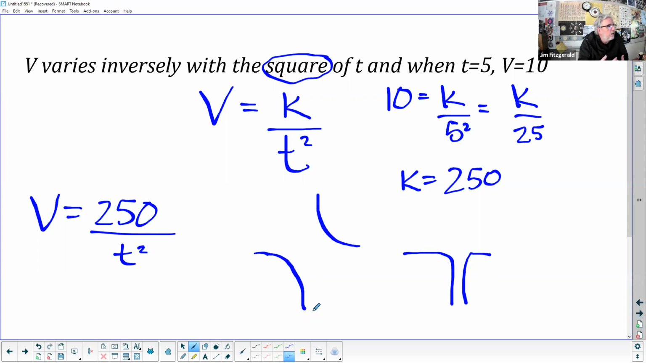What do they look like? But they do have that symmetry to them, yeah.